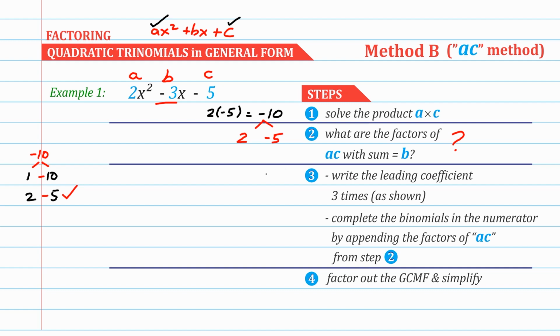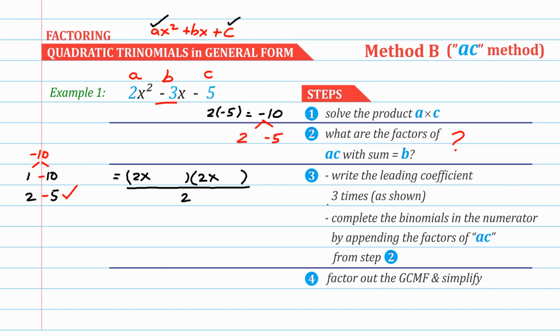Next, number 3. Write the leading coefficient 3 times. So we would rewrite all of this trinomial in another form. Actually, susulat natin yung leading coefficient 3 times. What's the leading coefficient here? It is equal to 2. Sige, subukan natin. We have parenthesis 2x. And then dito, parenthesis 2x. Lagyan mo ng x, tabihan mo siya ng x. And then all over 2.